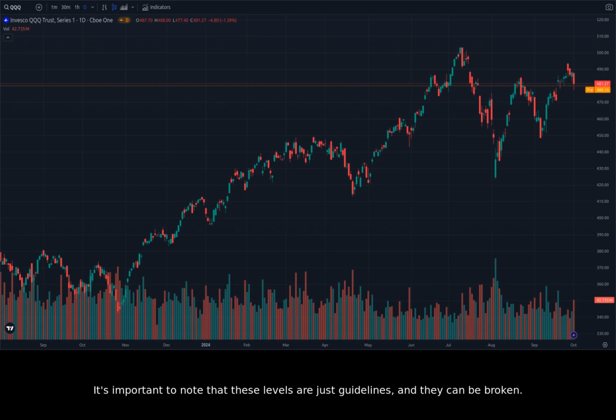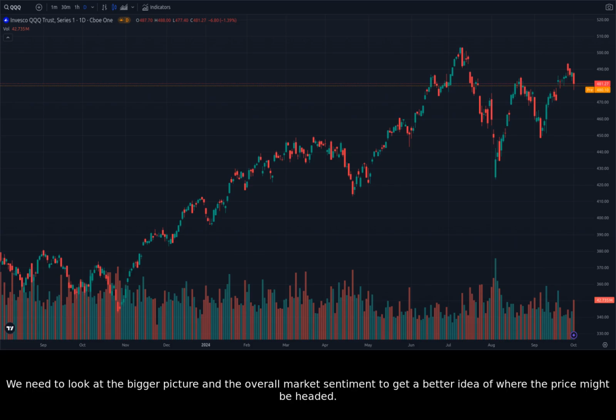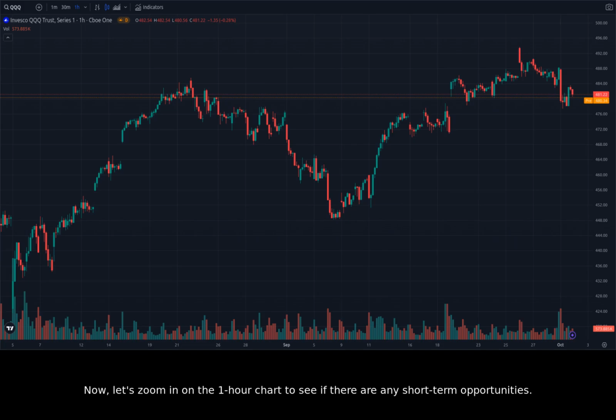It's important to note that these levels are just guidelines and they can be broken. We need to look at the bigger picture and the overall market sentiment to get a better idea of where the price might be headed. Now, let's zoom in on the 1-hour chart to see if there are any short-term opportunities.